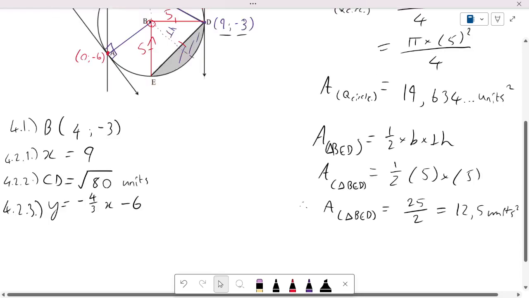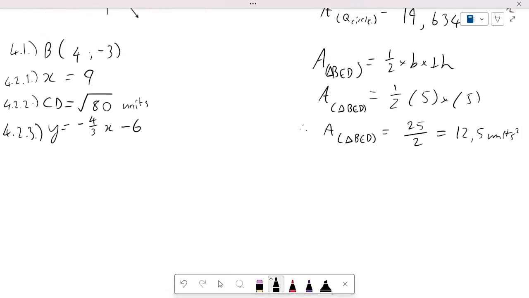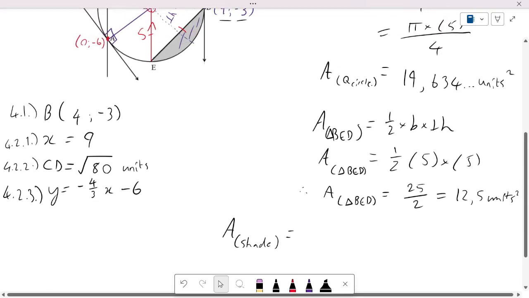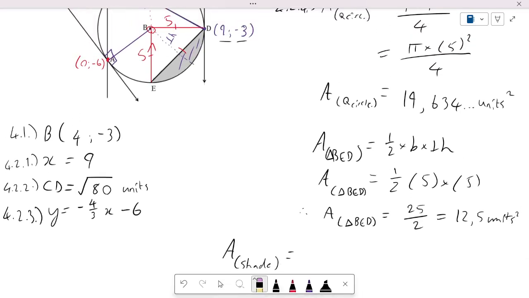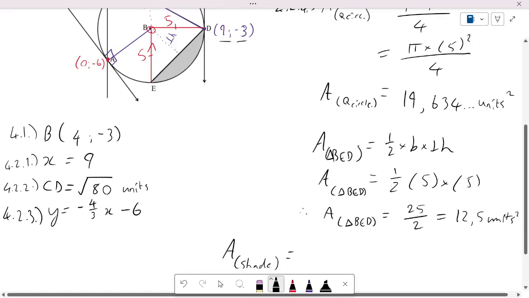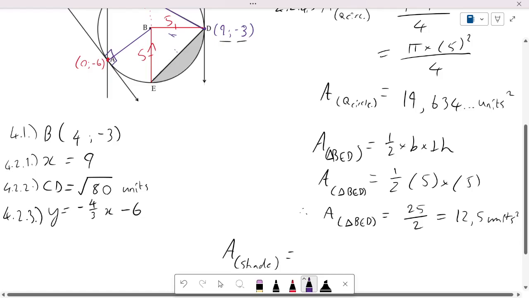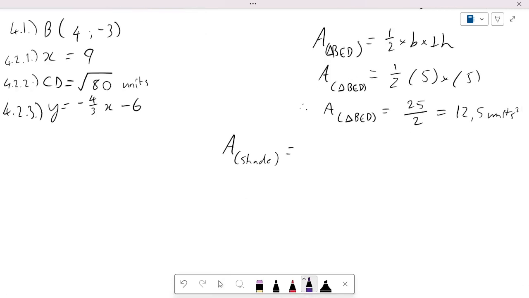And now what we have to do is find the area of the shaded region. So area of shade is going to be equal to the area of the quarter of the circle, the quarter of the circle being this entire area here, right? And then the triangle, which is this area here, that white space, which you need to actually remove. So therefore, it's going to be the area of the quarter of the circle minus the area of triangle BED.